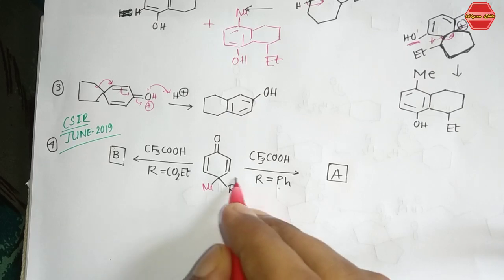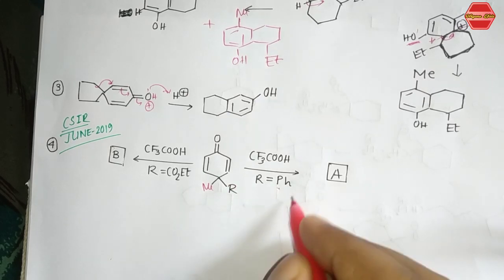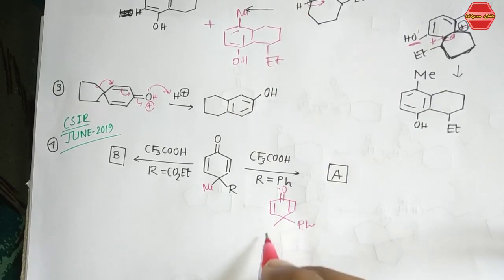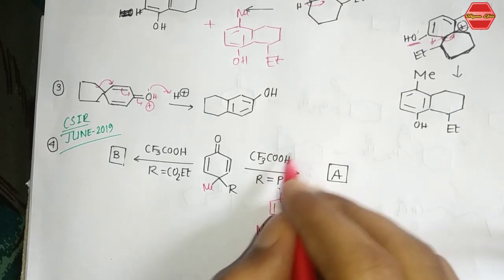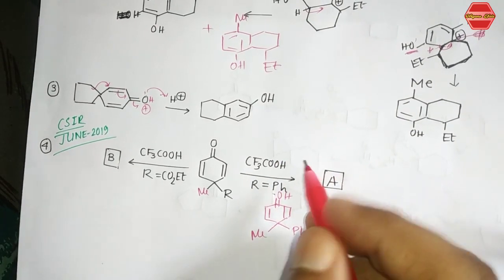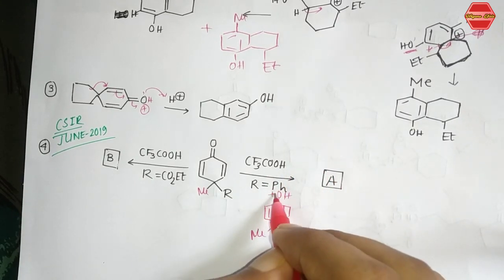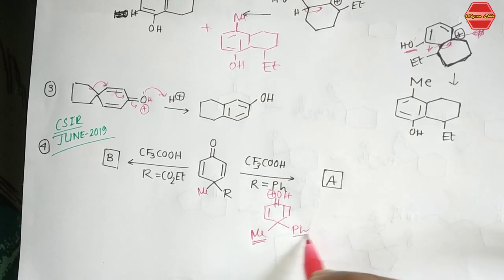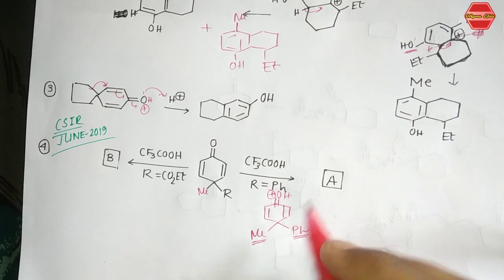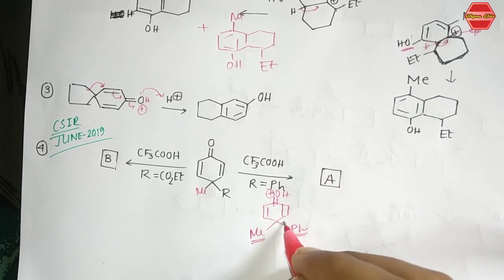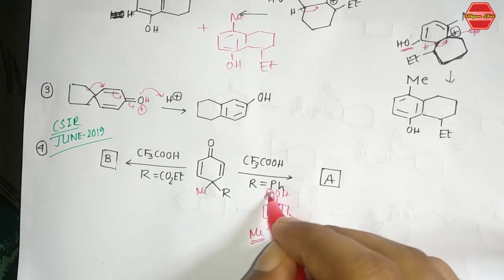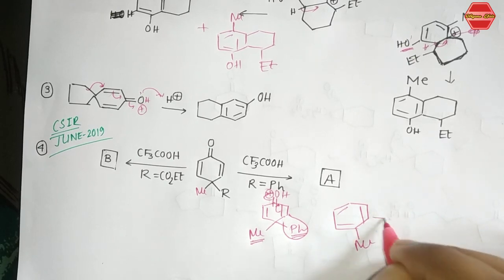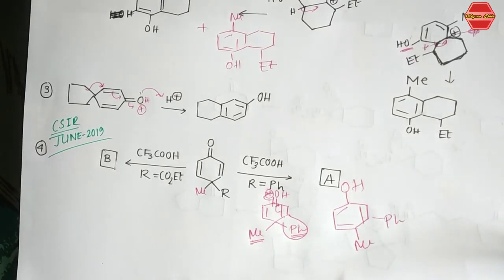Now if we place the R group as Ph, what will be the structure? The structure will be like this, that is Ph and your methyl, and this is given with trifluoroacetic acid. So you all know that this is a kind of acid, so it will form this kind of intermediate, and between the methyl and phenyl, which has a greater migratory aptitude? We all know that phenyl has a greater migratory aptitude, so phenyl will migrate, and these bonds go here and these bonds go over here. So after the removal of proton, we get this derivative. Okay, so this is so simple.